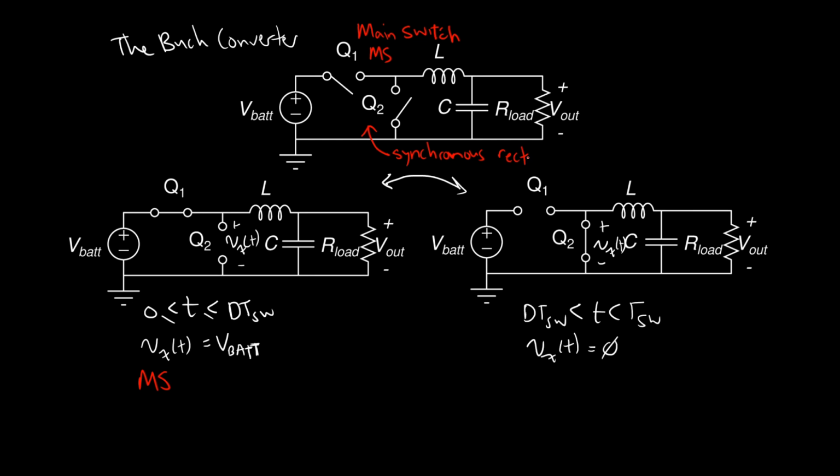Cool. Just for your reference, sometimes this Q2 is referred to as the synchronous rectifier, or the SR. So sometimes this is referred to as the SR state. Okay, cool. So this VX node is alternating between VBAT and 0. So VX, this is the switching node.